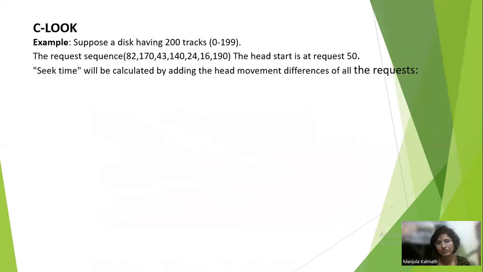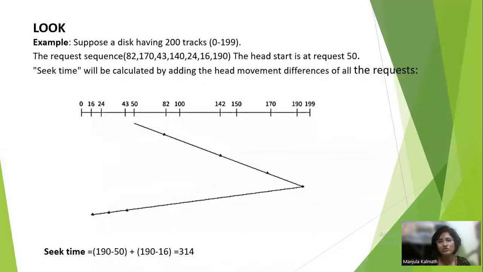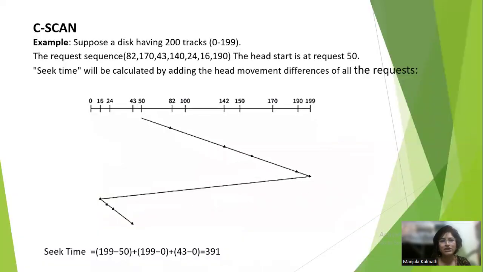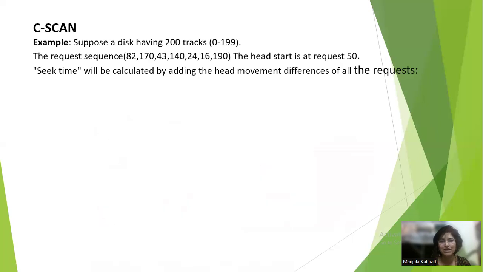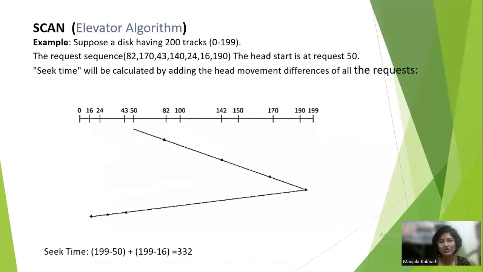Here it is 341, and previously it was 314. So LOOK will be efficient compared to C-LOOK. Likewise, C-SCAN is 391, whereas SCAN is 332, so that will be efficient. This means SCAN and LOOK are more efficient than C-SCAN as well as C-LOOK, because in C-SCAN and C-LOOK service is only in one direction, not both directions, but in SCAN and LOOK it is both directions.